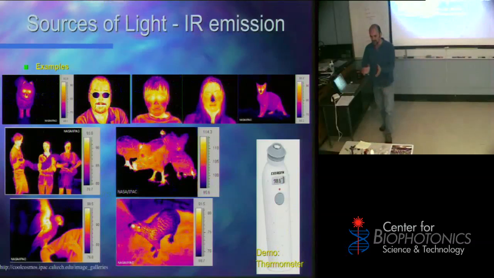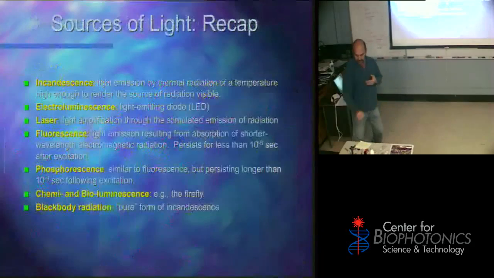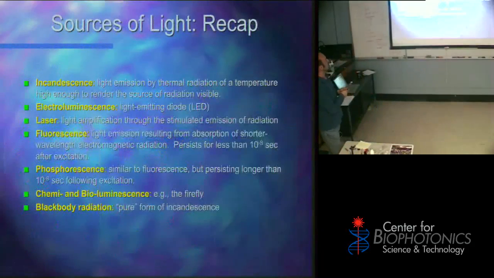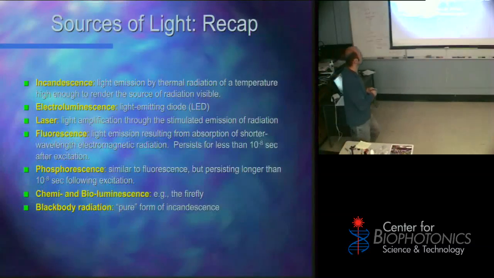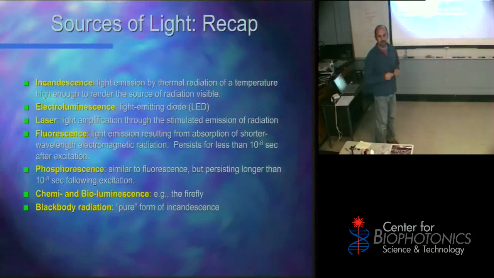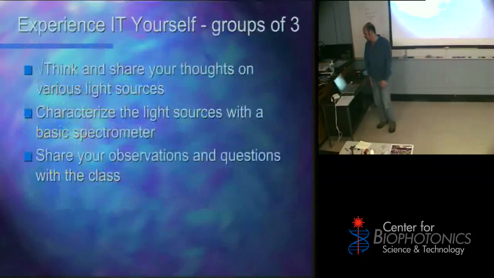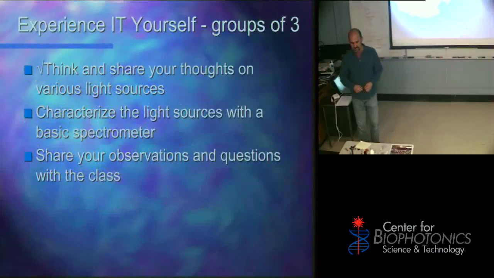Okay. So, just as a recap, we saw that we can make light through incandescence, electroluminescence, which was our LEDs, lasers, fluorescence, phosphorescence, chemi and bioluminescence, and then there's the pure form of incandescent, which is specifically called black body radiation. So this is really related to incandescence. It's the same thing, just an idealized form of incandescence. So with that said, now we're going to get to characterize light sources.